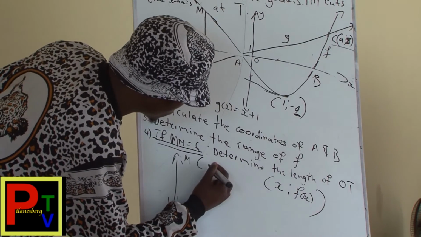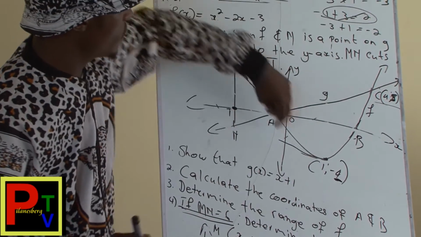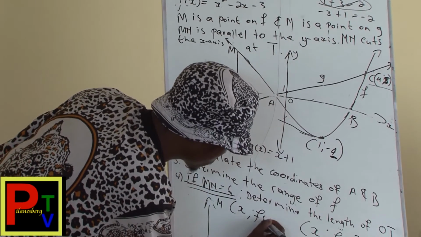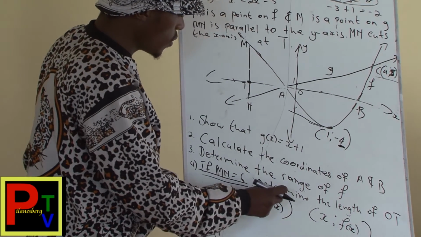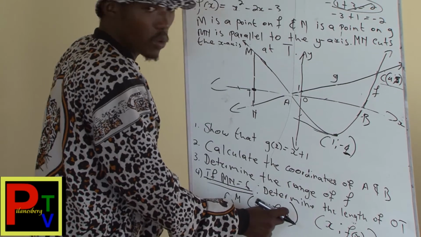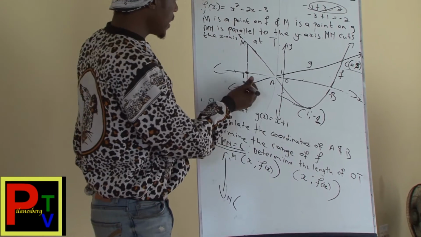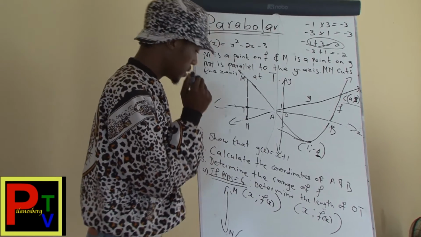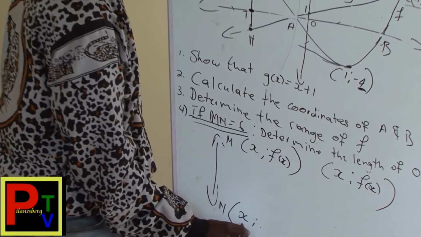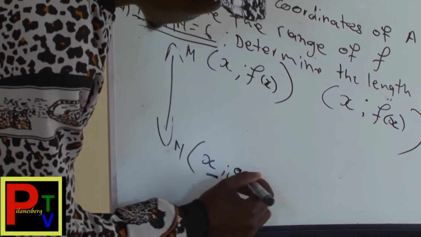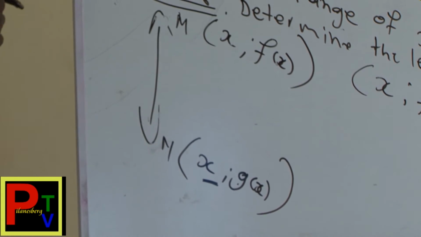The coordinates of M: it's x, and M lies on f, so this is f of x. This is the general part. It means whenever you take your x, you can look at the corresponding y value in the equation you have. Then we come to N. N lies on g of x. This is the x value here, so look at the corresponding y value. You take the x into the equation g of x, and you get this.